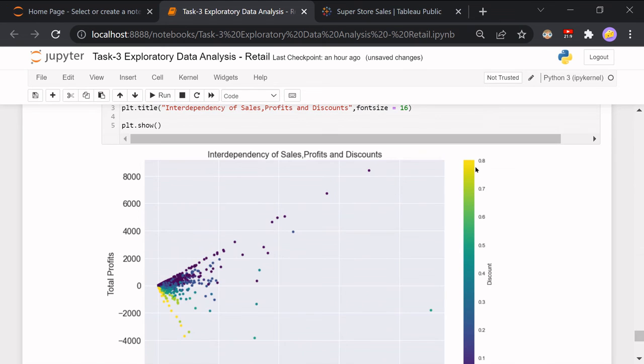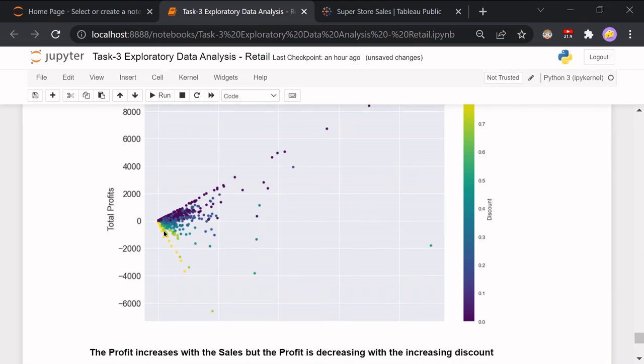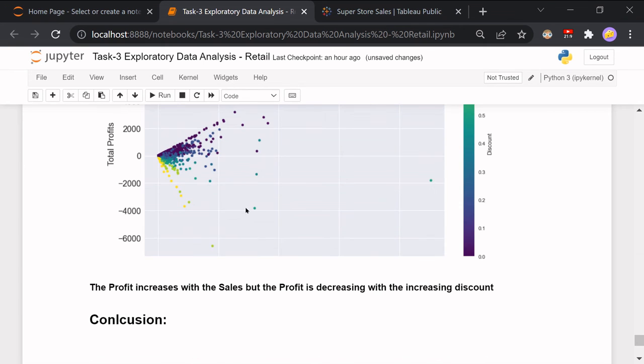As you can see, it's 0.8, and here discount is 0.8, and with a discount of 0.8 our profit is decreasing, and our profit increases when our discount reaches 0. The profit increases with the sales, but the profit is decreasing with the increasing discount.